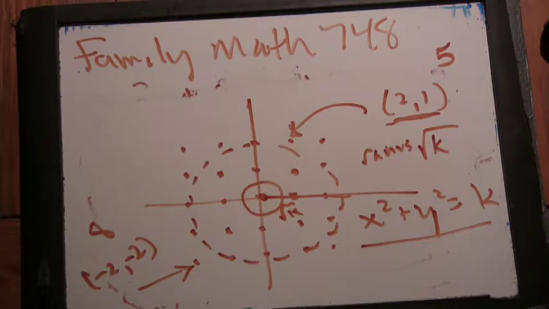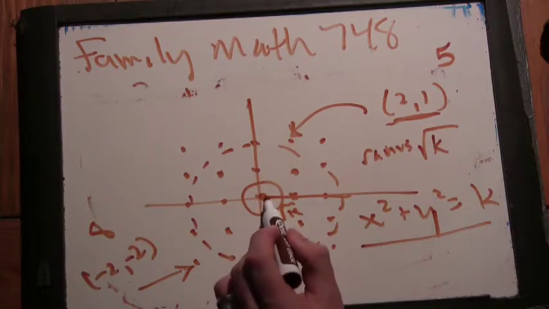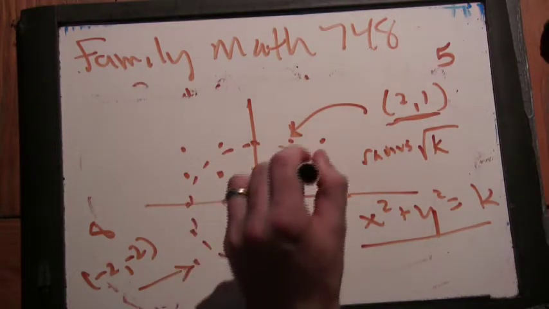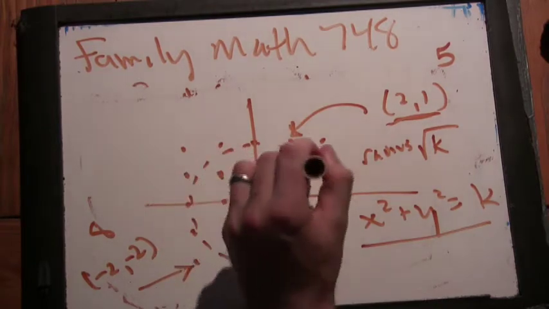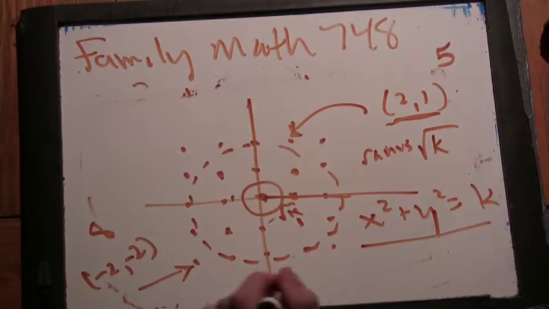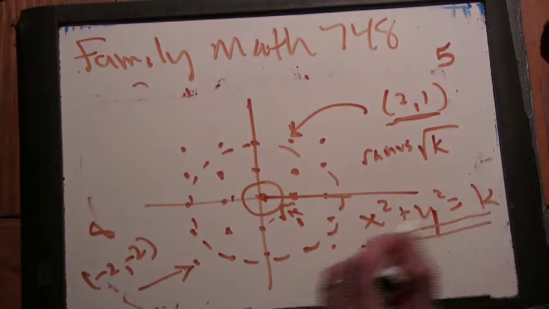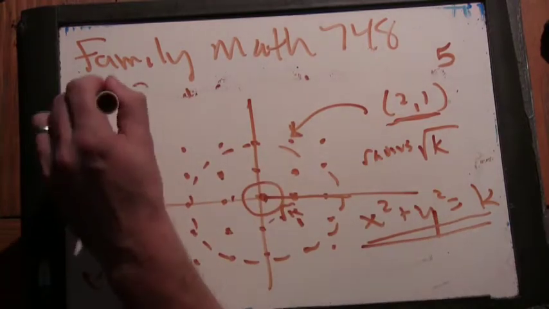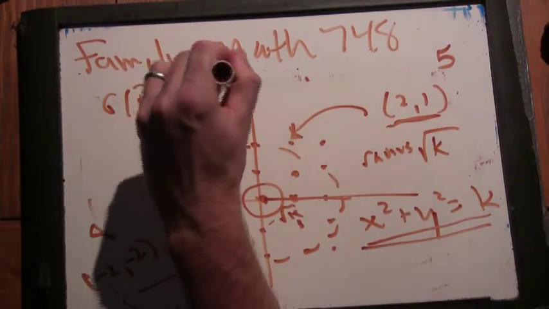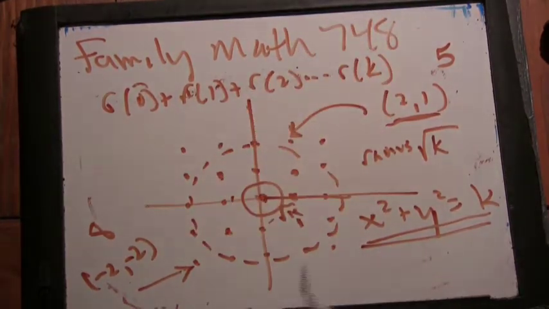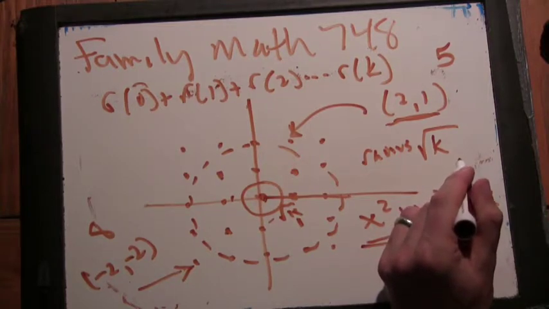Well, inside of this circle, I have x squared plus y squared equals 0, x squared plus y squared equals 1, x squared plus y squared equals 2. Well, there's none where it equals 3. But I have all the ones up to x squared plus y squared equals k. In other words, I have R of 0 plus R of 1 plus R of 2, all the way up to R of k, in my circle of radius square root of k.